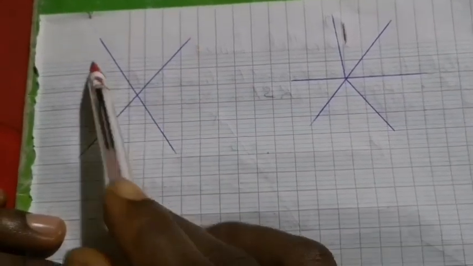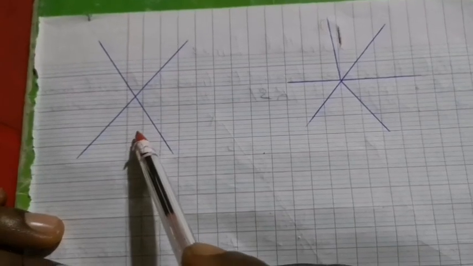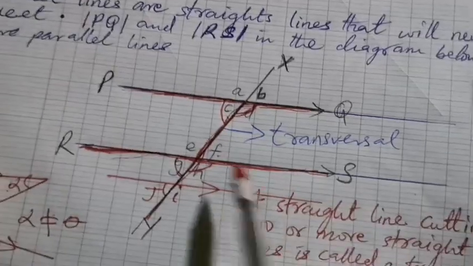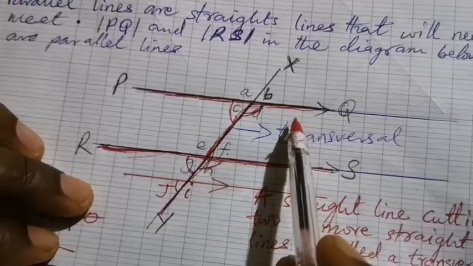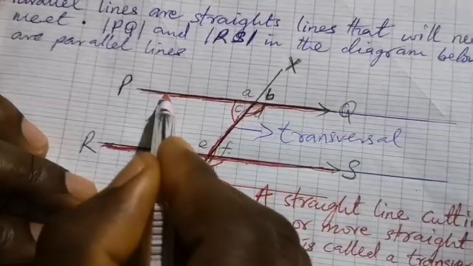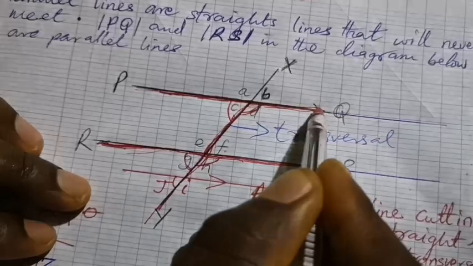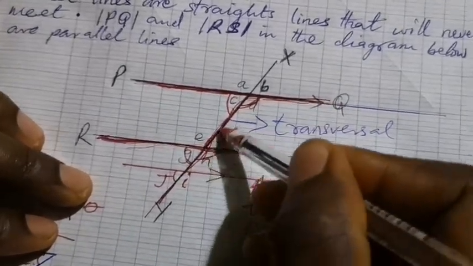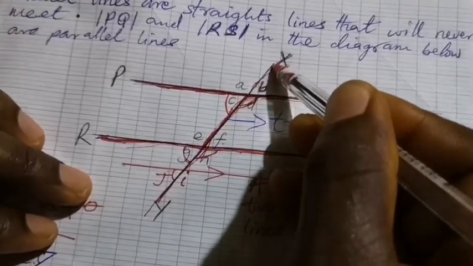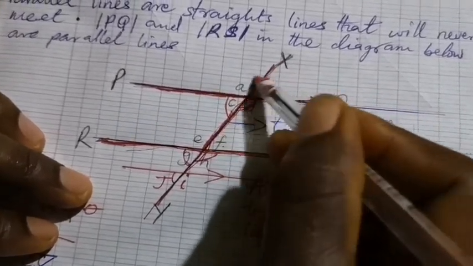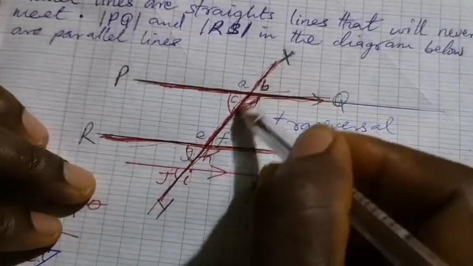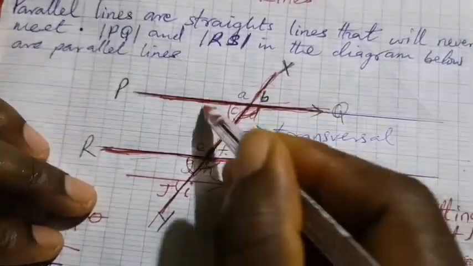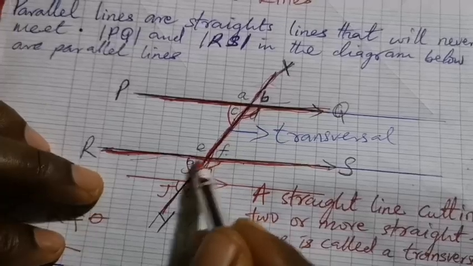Now the next one we have here is vertically opposite angle. We normally use X like this to trace out vertically opposite angle. Now in this place, let's try to trace out X. Make sure that this line is straight. So this is a straight line, and we have another straight line that intersects here. If you watch very well, this shape you see here looks like X.